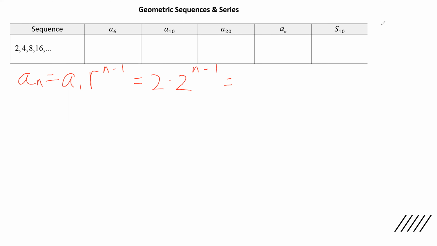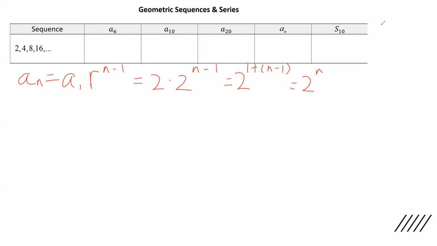Okay. So if you simplify this, you'll get 2 to the power of 1 plus n minus 1, which is 2 to the nth power. So that is the explicit rule for finding the nth term of this geometric sequence.